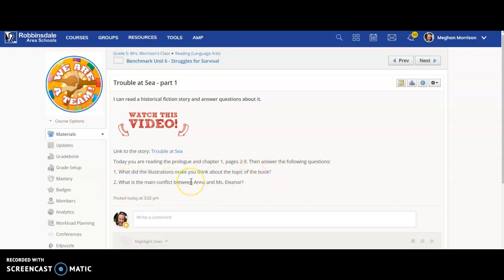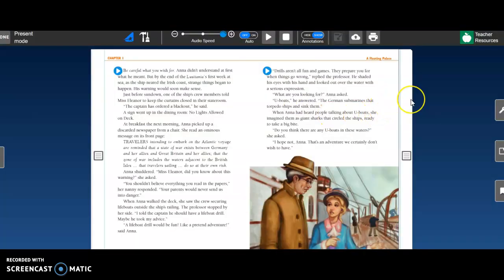And then you're looking for the main conflict between Anna and Ms. Eleanor. So conflict, remember, is some sort of problem, something that's happening that's not going well. So describe that for me. What's this problem? What's this conflict that's happening between those two?